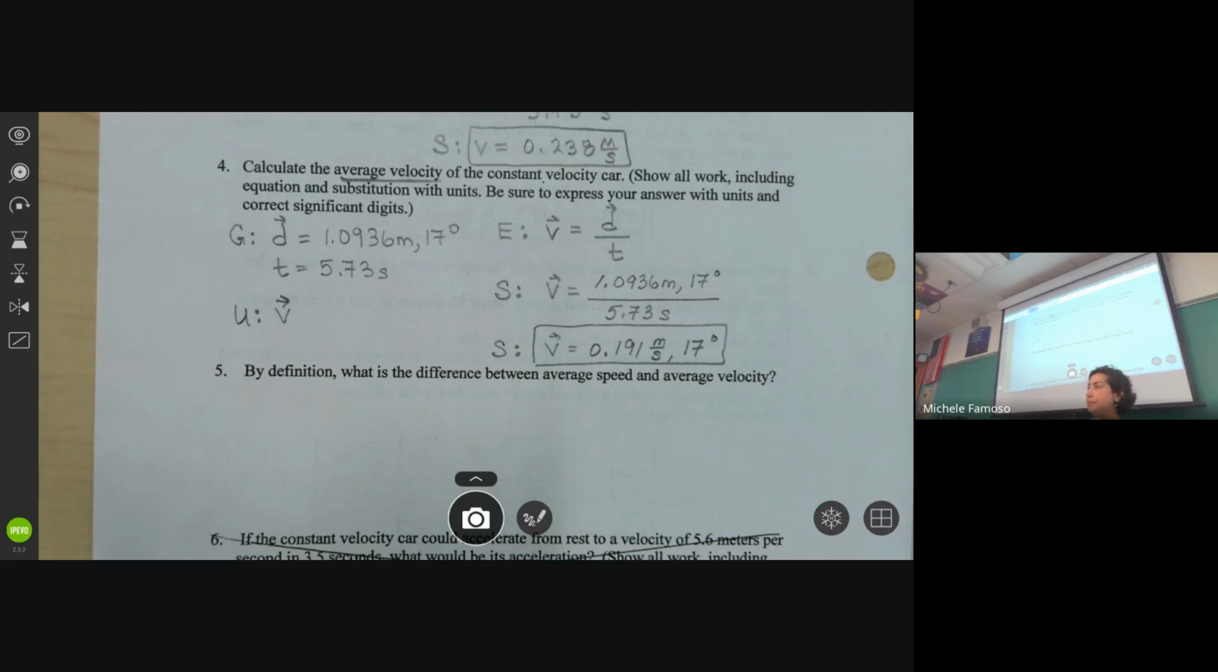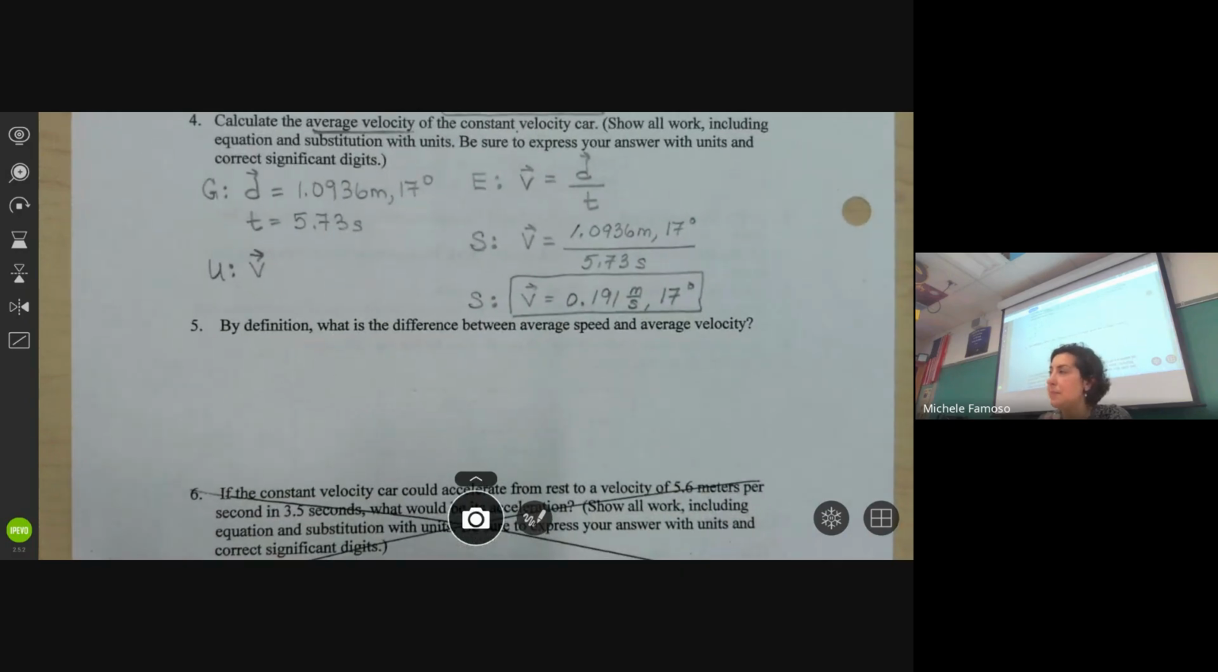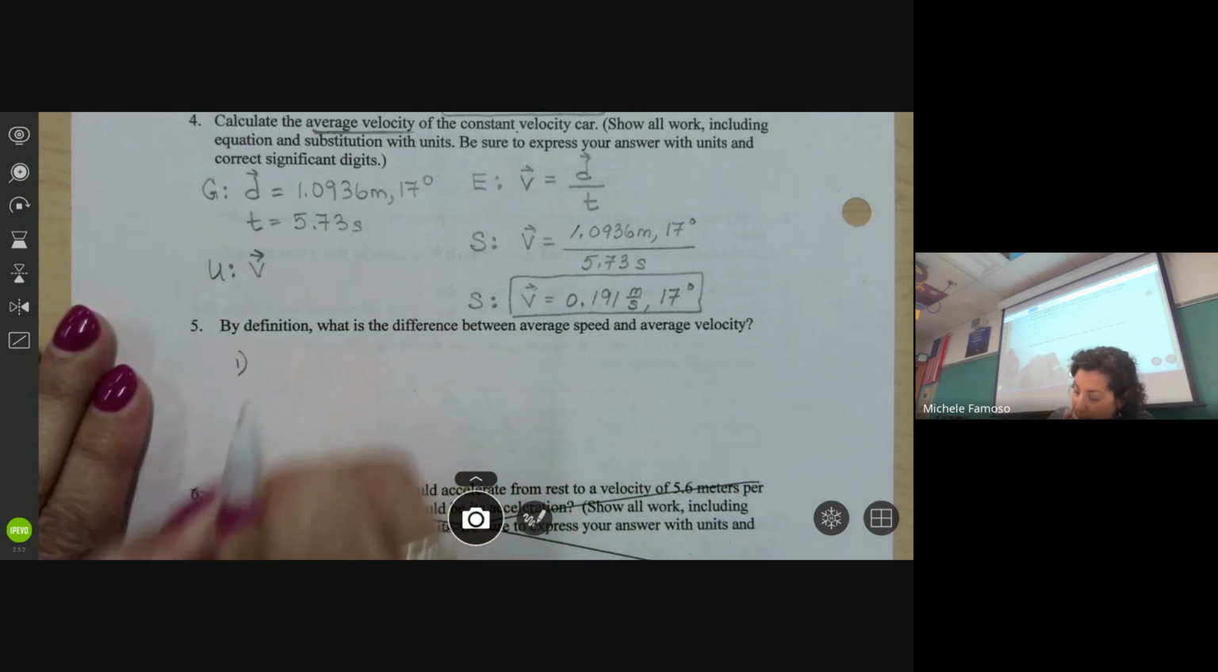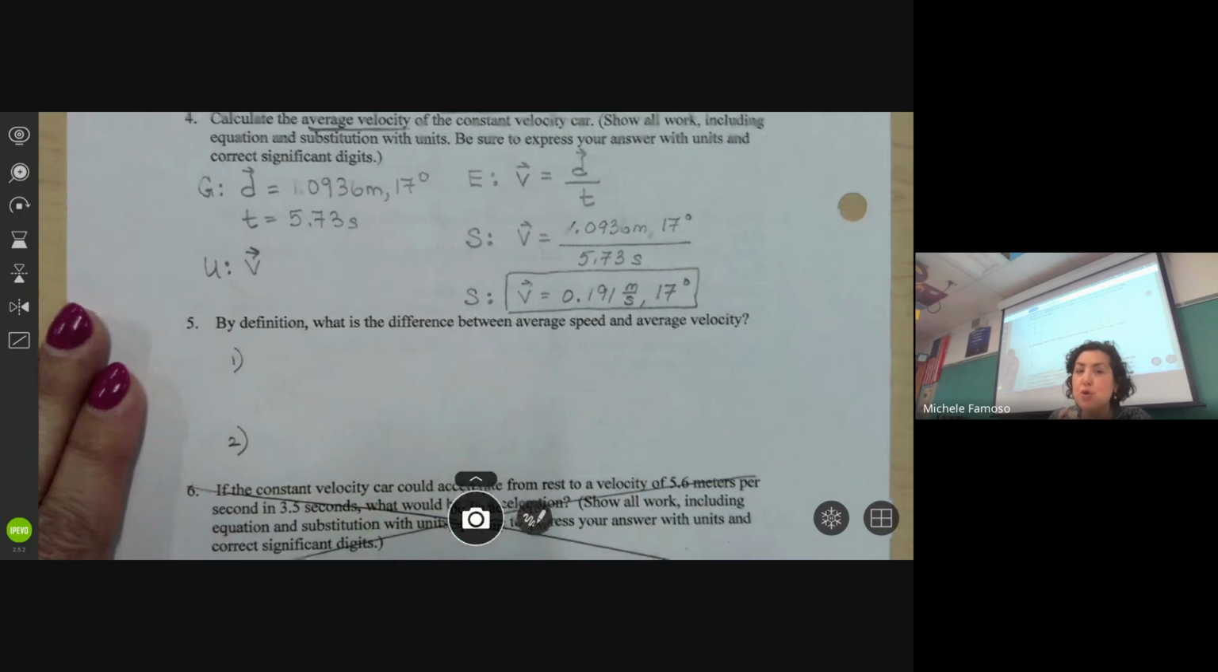Okay, how are we doing? All right, let me explain what you're going to do in number 5. Number 5 says, what's the difference between an average speed and an average velocity? There are 2 things that are different. So you need to give me 2 separate, different answers in question 5.